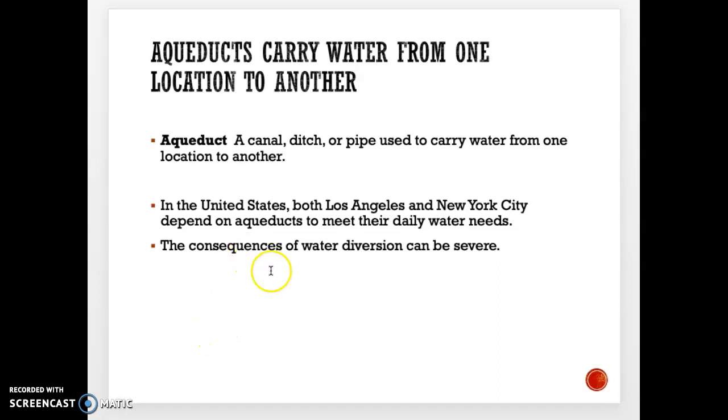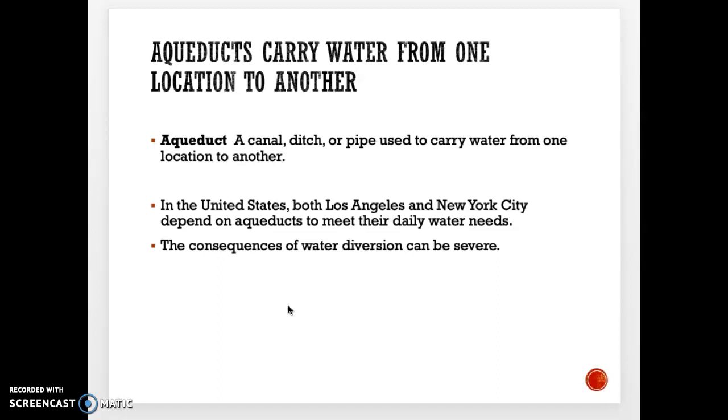So anyways, an aqueduct is basically an invention that was created hundreds and hundreds of years ago. It's basically a canal, a ditch, or a pipe that's used to carry water from one location to another. But this is a huge movement of water. It's not like taking a garden hose as a pipe or a small ditch. These are huge, huge structures that are moving water.